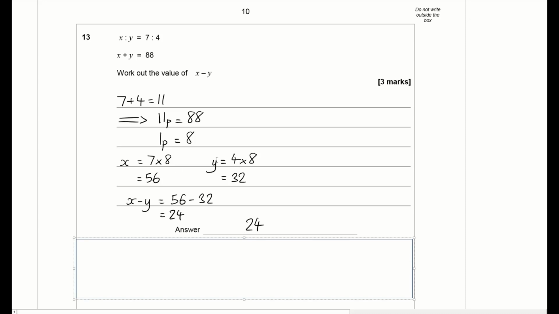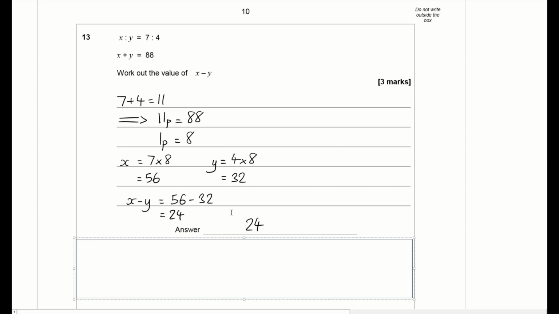Now you could have looked at that differently. If you didn't want to actually work out what x and y were individually, you could have just said, well, x minus y just means the difference. The difference can also be looked at in terms of parts. 7 minus 4 has a difference of 3. So you could have, at the stage where you had one part equals 8, just found that 3 parts were equal to 24. Either way you get the same answer.